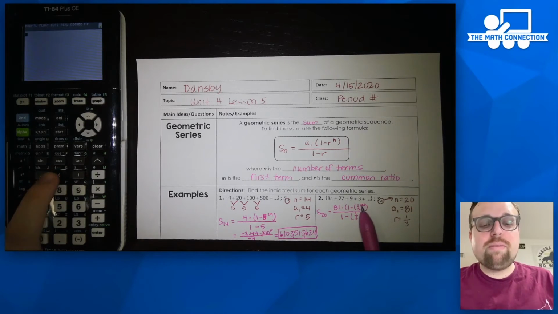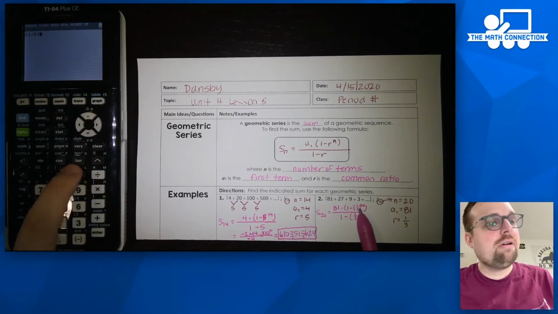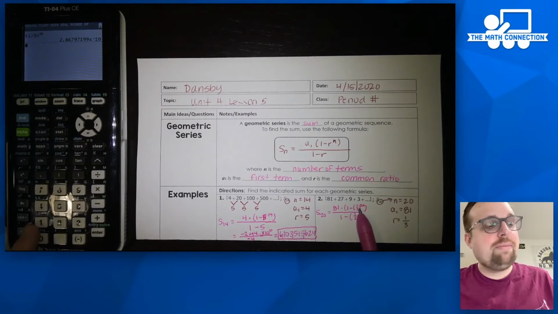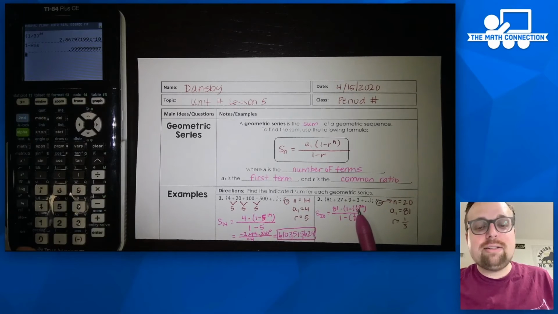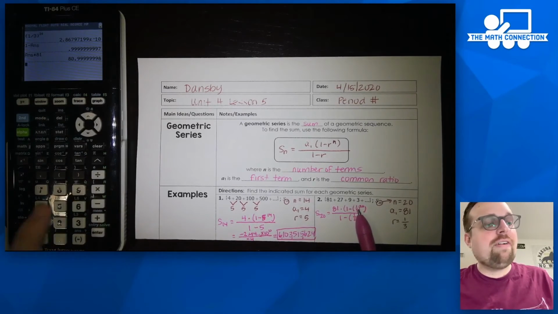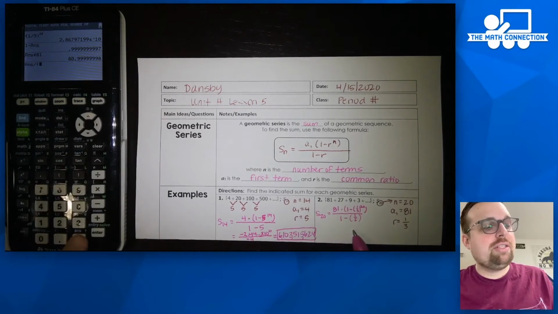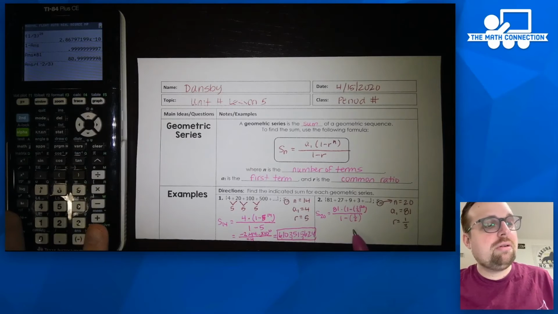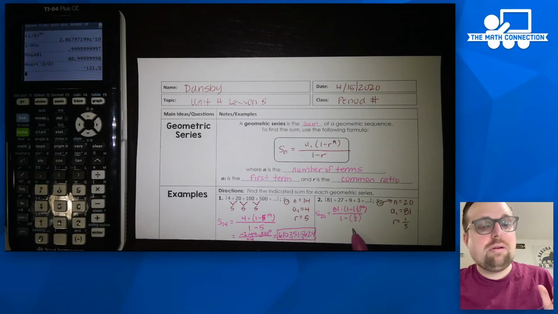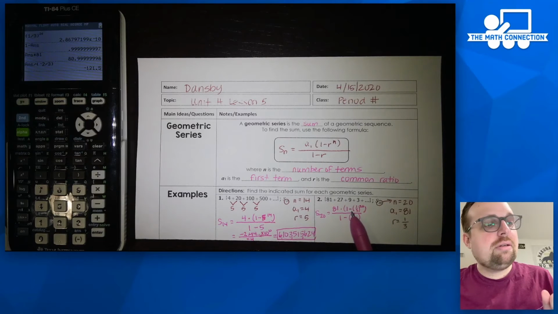So let's work from the inside out. We take 1/3, we bring that to the power of 20, we do 1 minus that answer, we multiply that by 81, and then we're dividing that by 1 minus 1/3, which is negative 2/3. And 1 minus answer, 1/3 to the 20th, times 81.